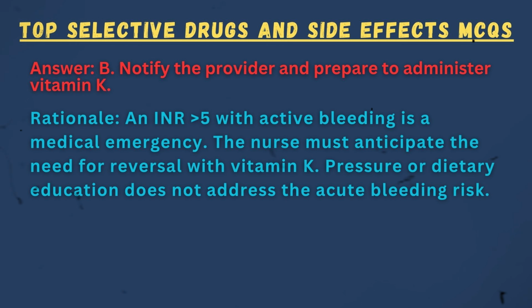Answer. B. Notify the provider and prepare to administer vitamin K. Rationale. An international normalized ratio over 5 with active bleeding is a medical emergency. The nurse must anticipate the need for reversal with vitamin K. Pressure or dietary education does not address the acute bleeding risk.